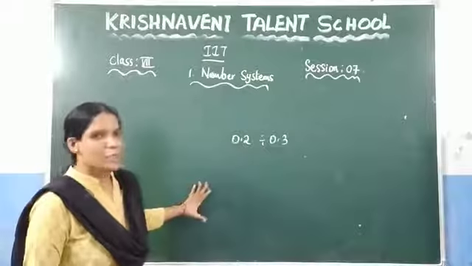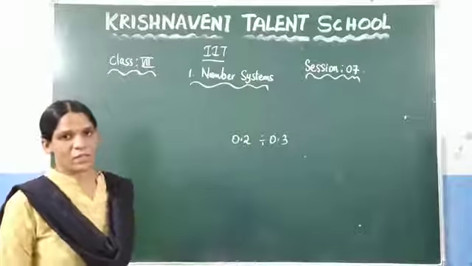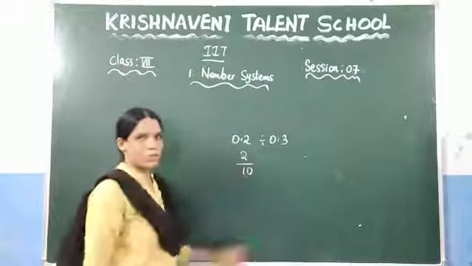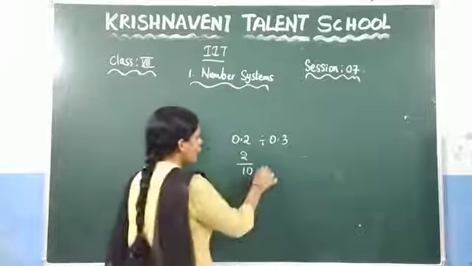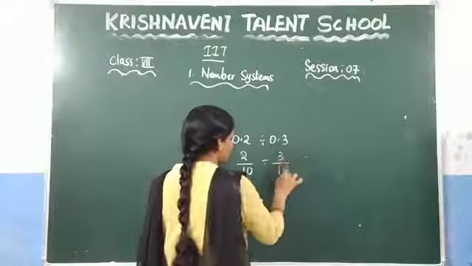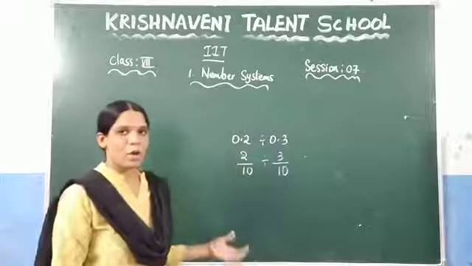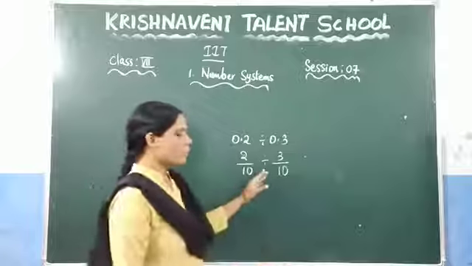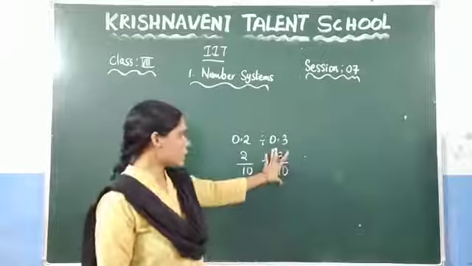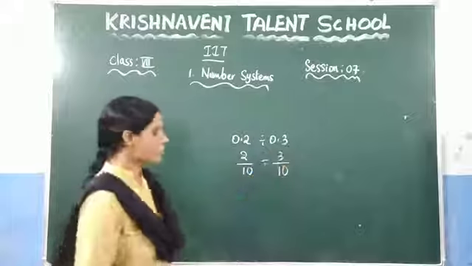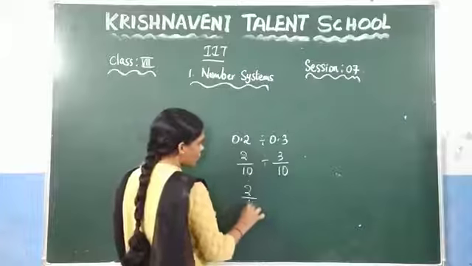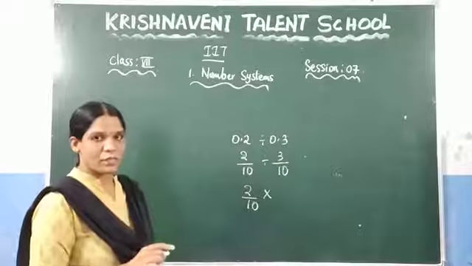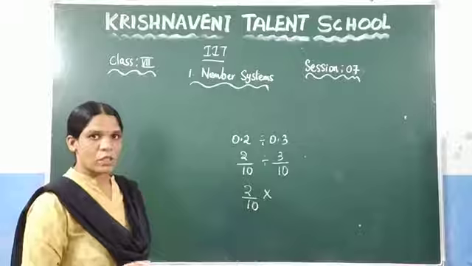You can write this in the form of a fraction. So this one you can write as 2 by 10, right? Because after the decimal point one number is there. And similarly this one you can write as 3 by 10. Now you can change the operation division into multiplication. For that you need to write the reciprocal of the next fraction. So we write 2 by 10 into, in place of division we are writing multiplication, the reciprocal of this number.